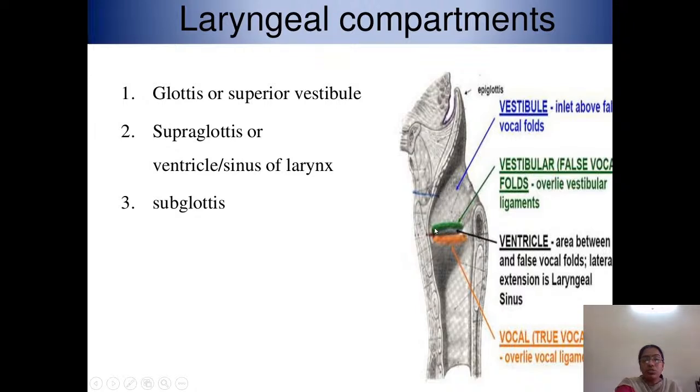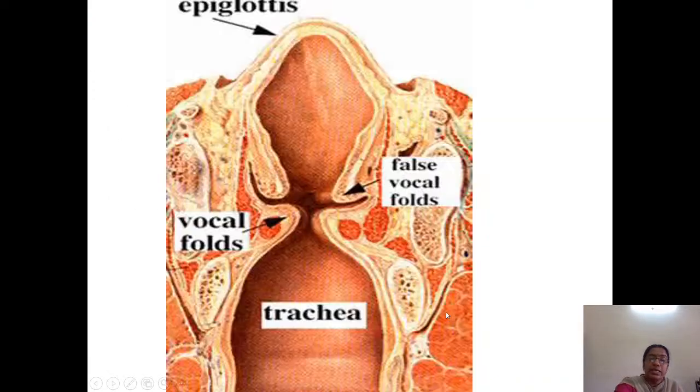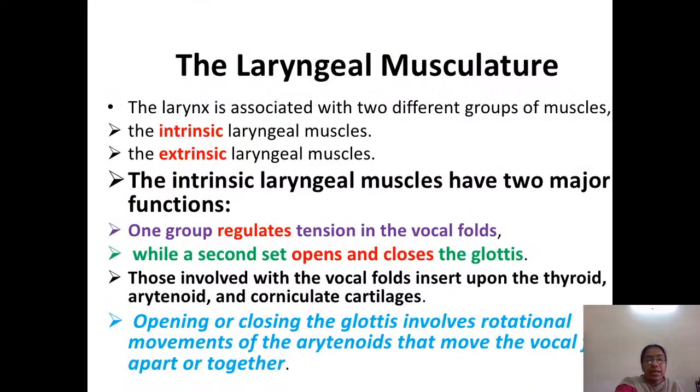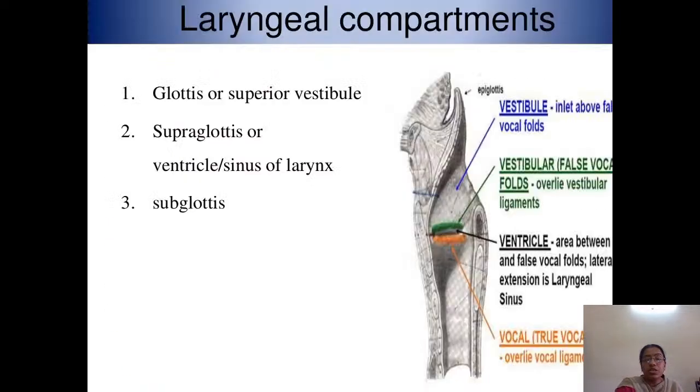The next part is the supraglottis, or ventricle, or the sinus of the larynx. And this is the subglottic part. In this way, the interior of the larynx is divided into some parts. You can see the vestibular part, next the sinus of the larynx, and next the subglottic part. How is this division present? This is a vestibular fold and this is a vocal fold.